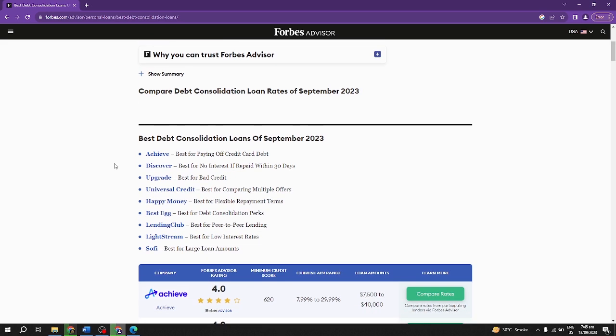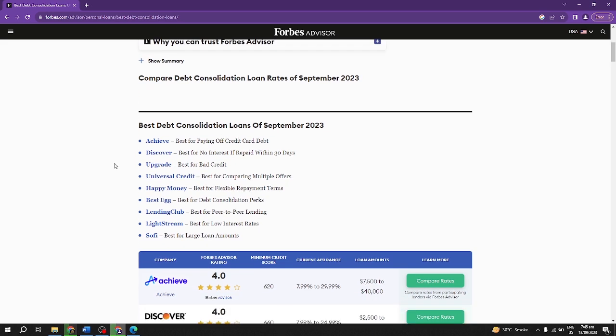Here we are. Best debt consolidation loans of September. Achieve, best for paying off credit card debt. Discover, best for no interest if repaid within 30 days. Upgrade, best for bad credit. Number 4 point, Universal Credit, best for comparing multiple offers. The next point is Happy Money, best for flexible repayment terms.